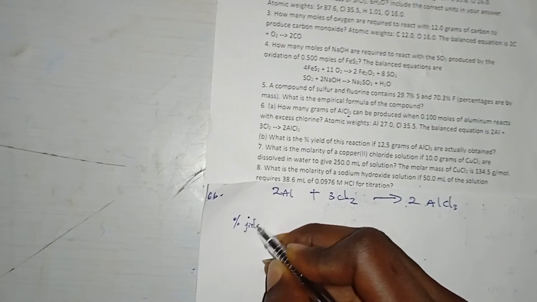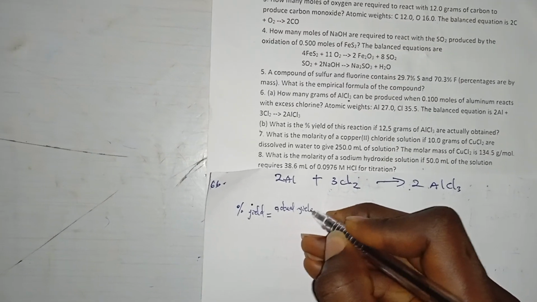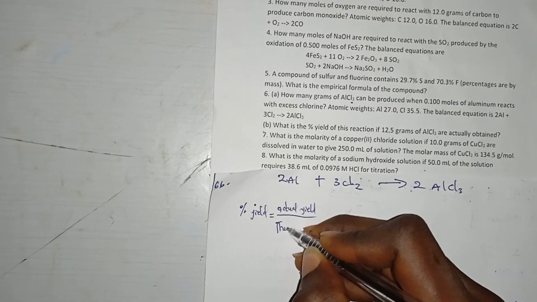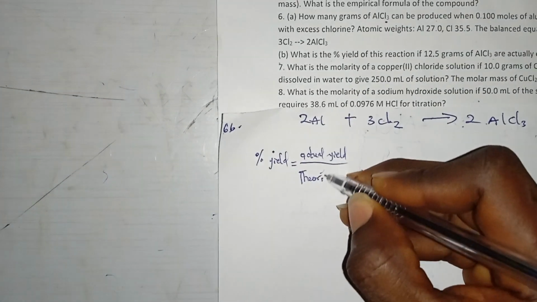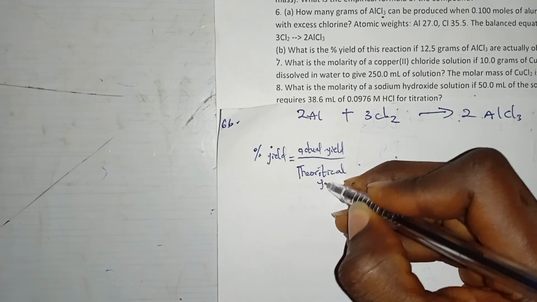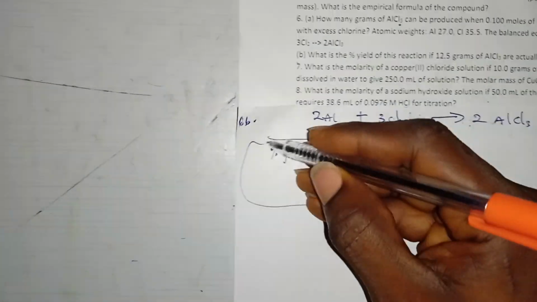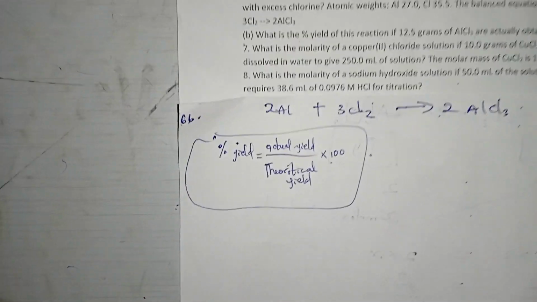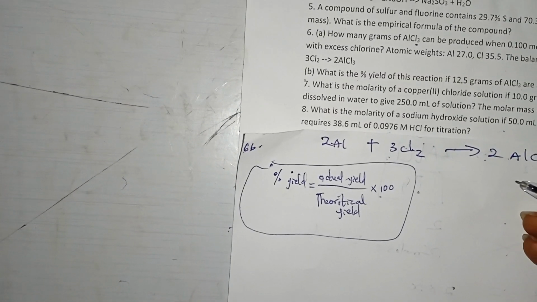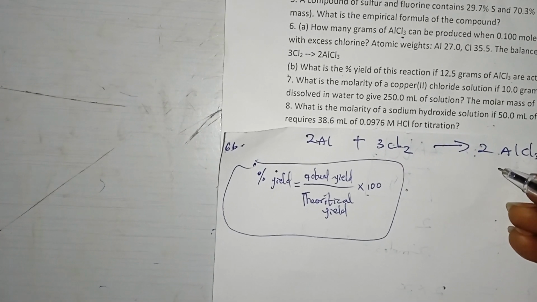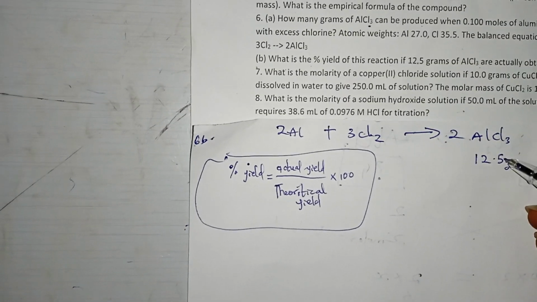Whenever you hear percentage yield, know that it's talking about something called actual yield all over expected yield. Expected yield is also called calculated yield, or you call it theoretical yield, times 100. This is what percentage yield is all about. So in this question, they are telling us that we should find the percentage yield of this reaction if 12.5 grams of this AlCl3 is obtained.